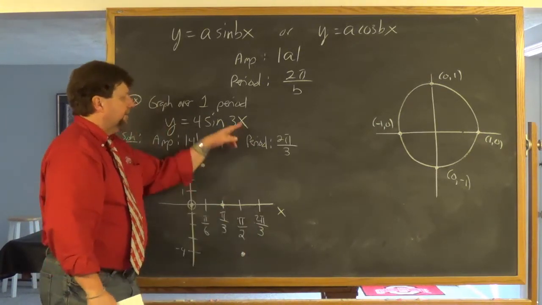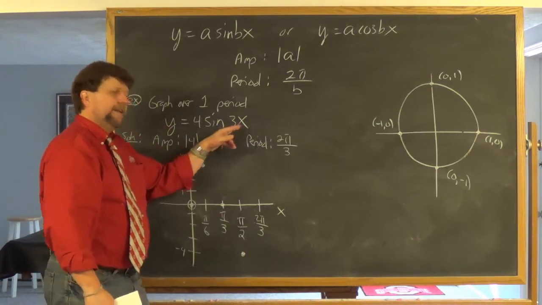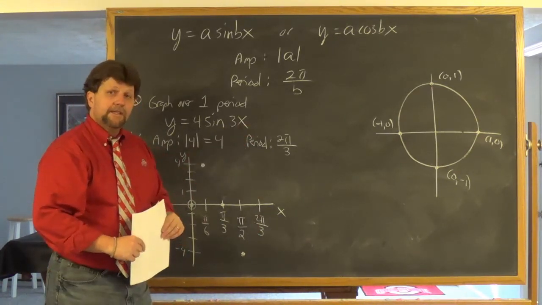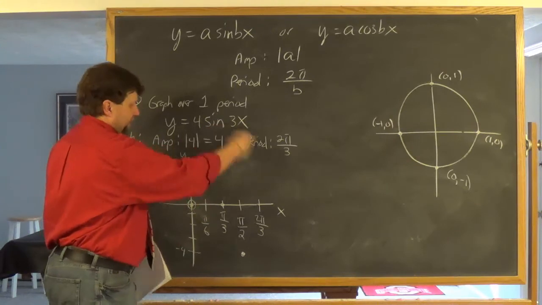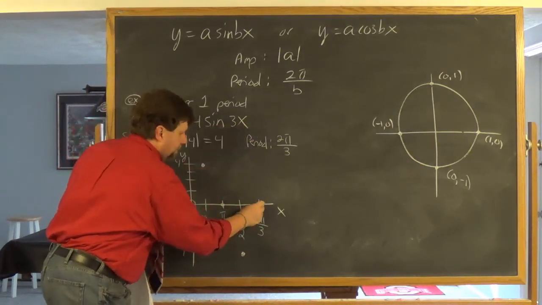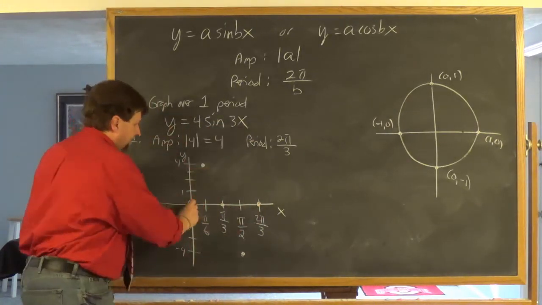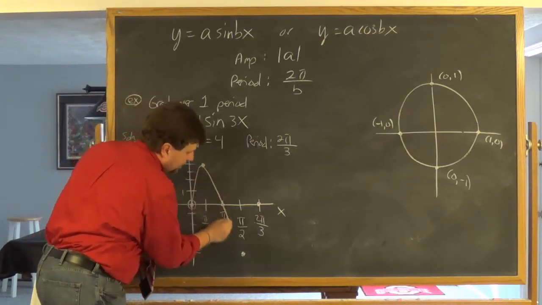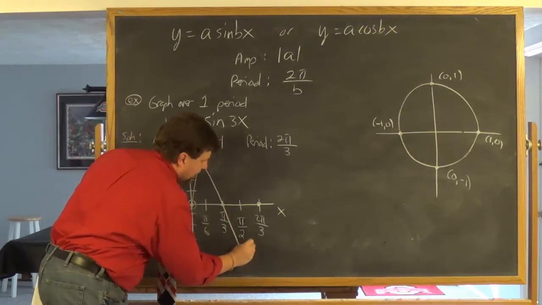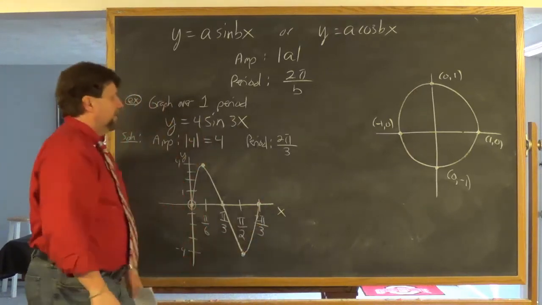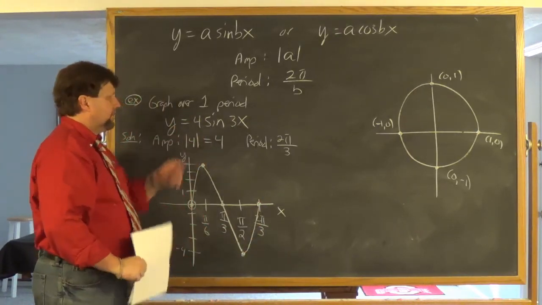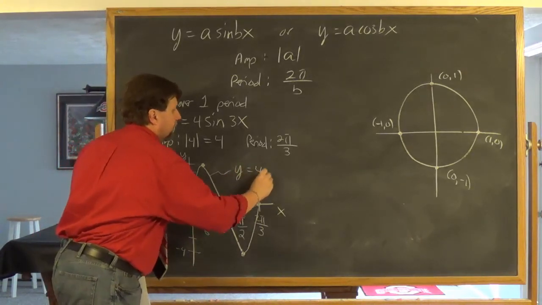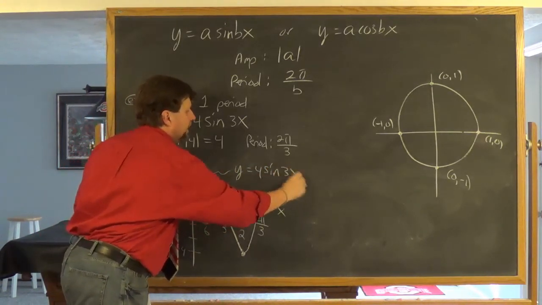Finally, when 2 pi over 3 comes in here for x, 3 times 2 pi over 3 is 2 pi. The unit circle tells me the sine of 2 pi is 0. 4 times 0 is 0. Gives me that point there. Connect those 5 points with a nice smooth curve. And we get something like this as the graph of y equals 4 sine 3x over 1 period.